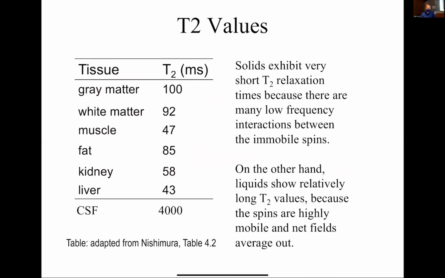And once again, the reason why we care about T2 is that different tissues have different relaxation rates, different T2 values. Okay, so here we see gray matter and white matter. And then CSF, which is cerebrospinal fluid, has a very long T2. That's because it's almost like water. And so we'll want to make use of these differences as we make our image.